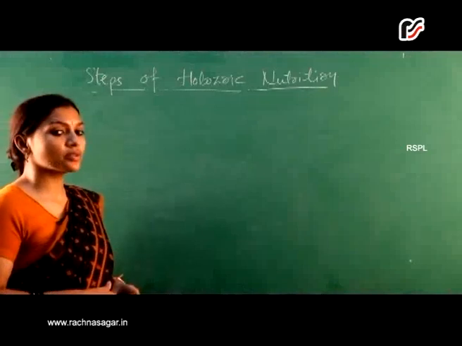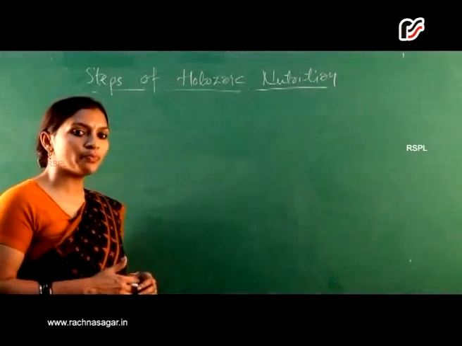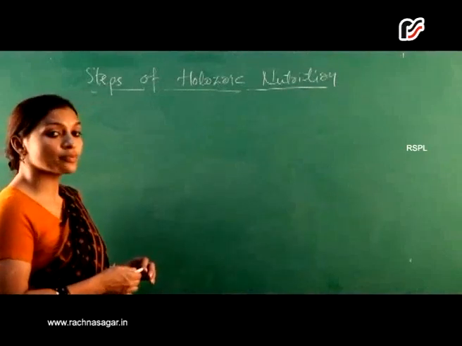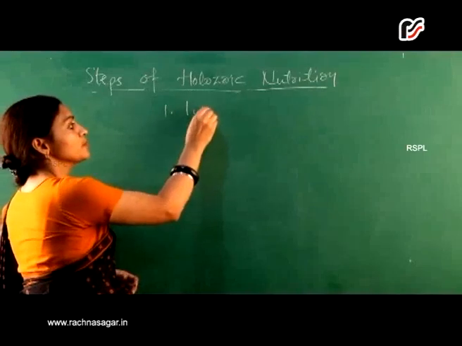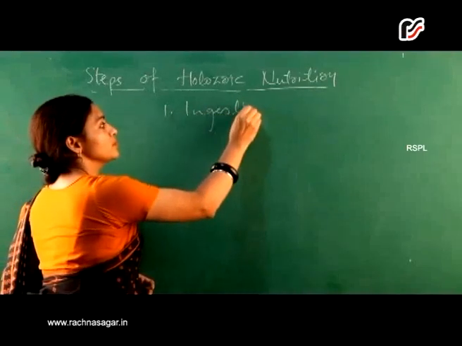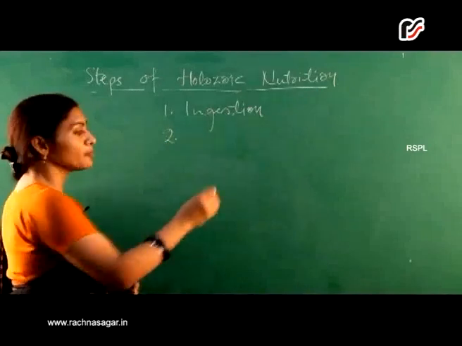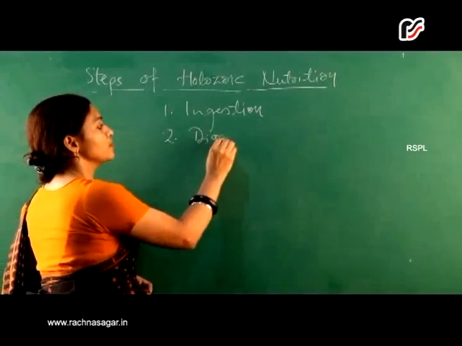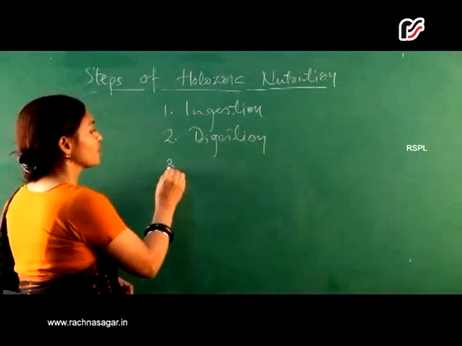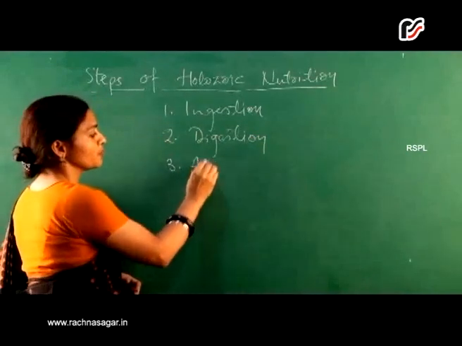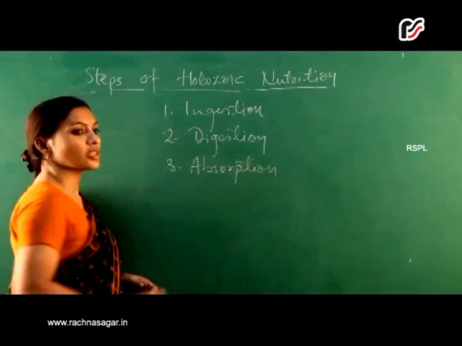There are various steps in holozoic nutrition because complex food is consumed. Let's write down these steps. First one is ingestion. Second step, digestion. Third, absorption.